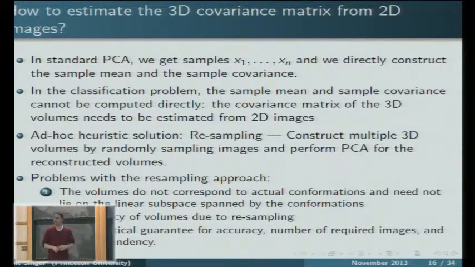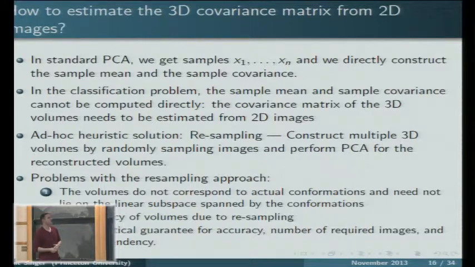So you're trying to get, is it a finite rank matrix you're trying to reconstruct? Right. Hopefully finite rank. The problem is now this x1 to xn, you don't really know what they are because you only have two-dimensional projection. Right. So I want to do covariance estimation from projections of data.